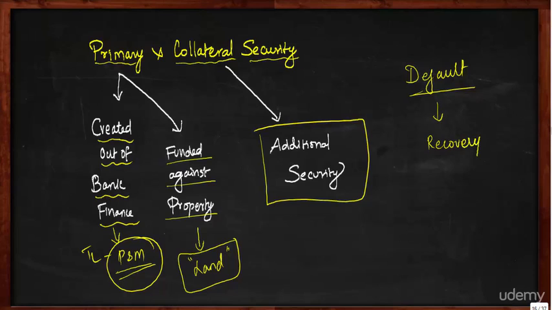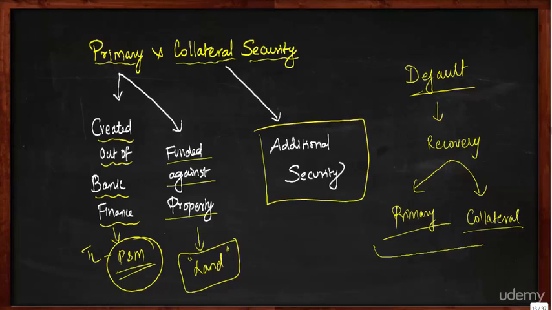When they go with the recovery process, first they will make use of the primary securities. And if the primary securities are not going to fetch enough value to repay the loan, then the bank will go and enforce the collateral securities. So collateral securities are basically additional securities, and when they are enforced, they will get some value so that the entire loan could be recovered. Right? Let's move on.